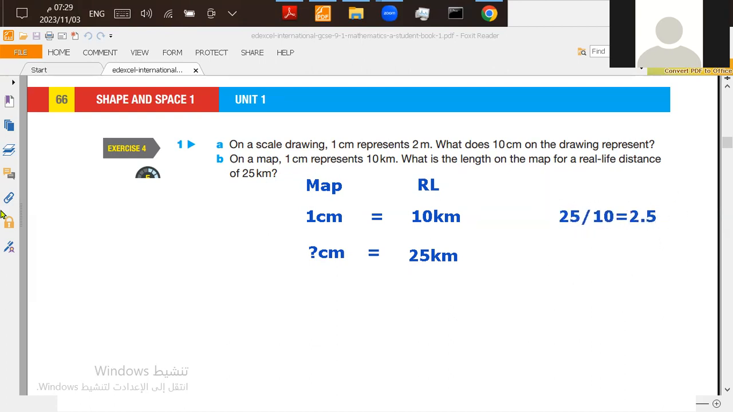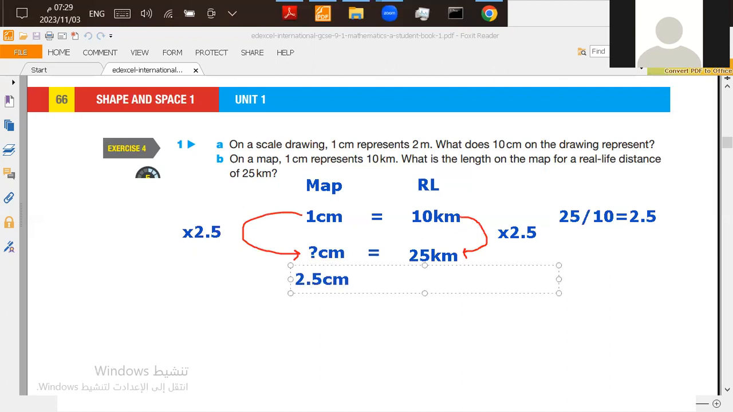It's the number that I'm going to use. Let's make a line. This one, when we multiply it by 2.5, gives me 25. So I'm going to do the same idea here and multiply it by 2.5. And we are doing the same idea because this is direct proportion. So this one times 2.5 and this one times 2.5, and the answer will be 2.5 centimeters.